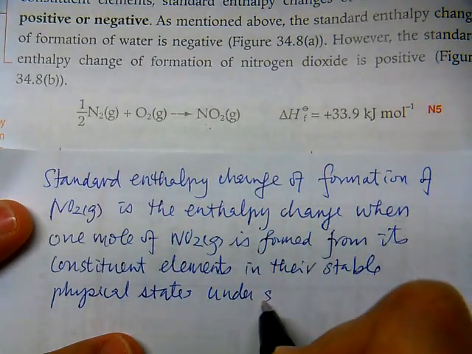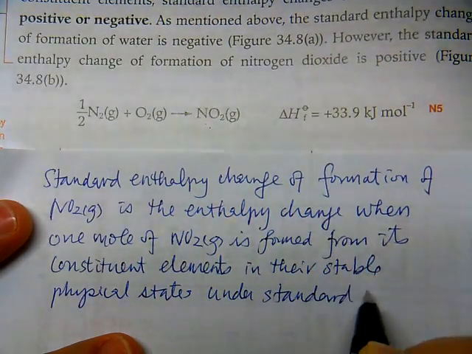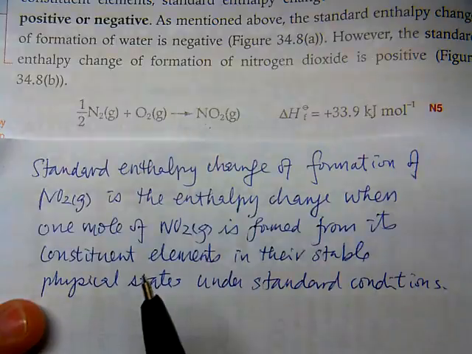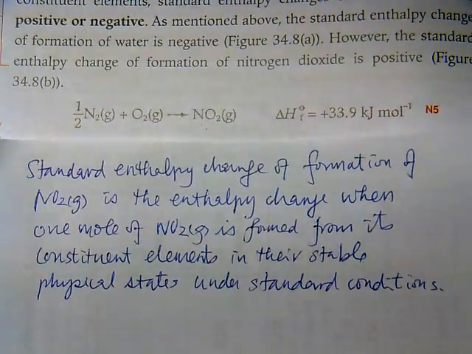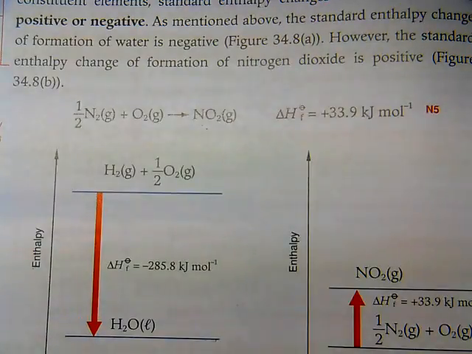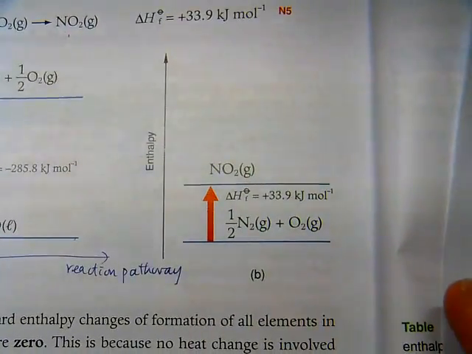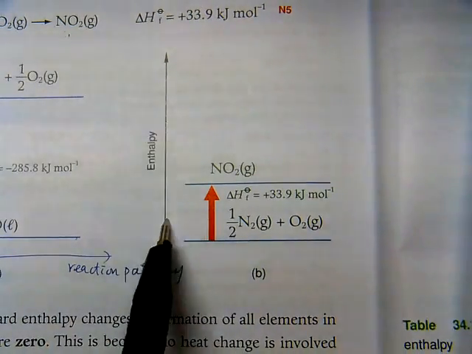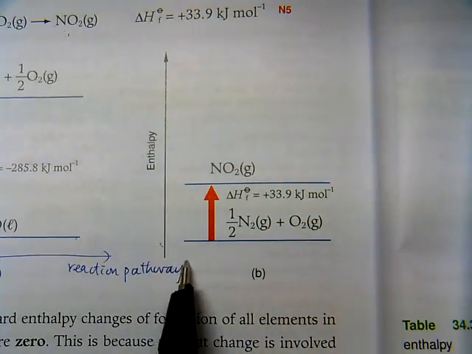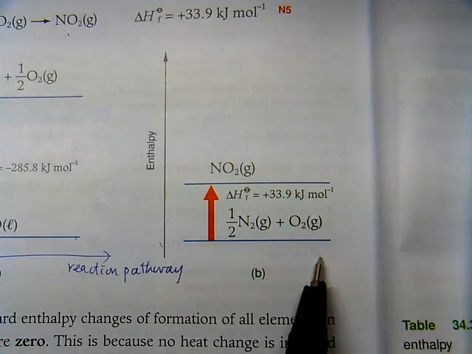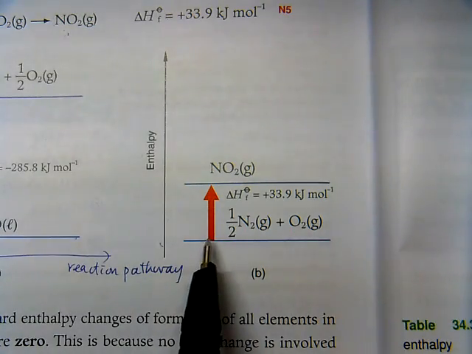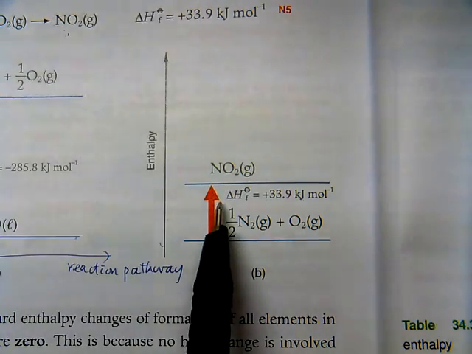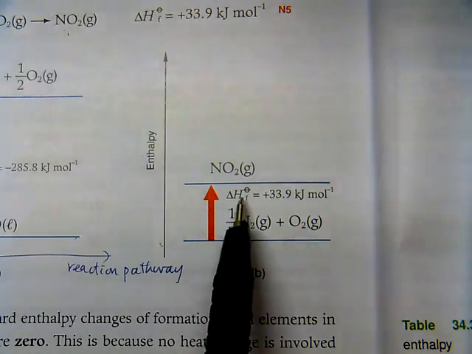Under standard conditions. Now bear in mind, you are required to memorize this definition. Don't simply look at the video. Pause the video and please write down the definition in detail. Now because it is an endothermic process, so let's look at its enthalpy level diagram. Again, what is the y-axis? Enthalpy. How about the x-axis? Reaction pathway. Because the reaction is endothermic, therefore the red arrow should be pointing upwards. Understand? Okay?